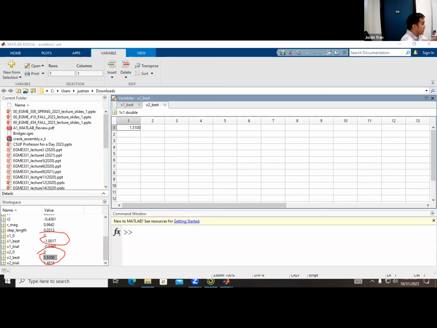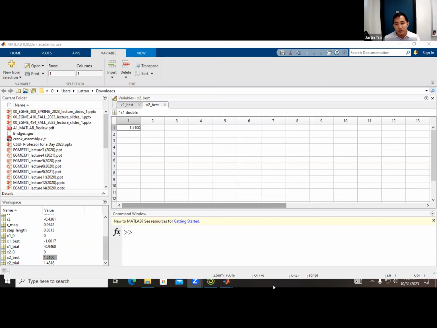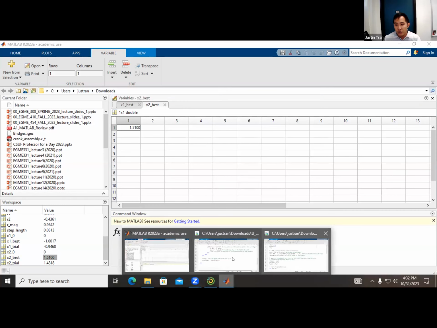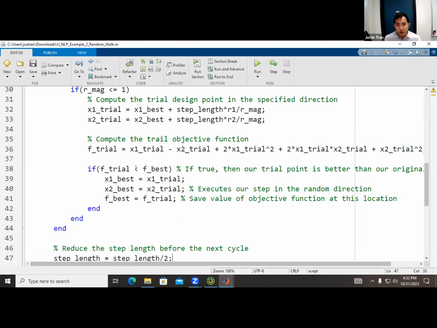Okay, any questions on this? Yes. Exactly, right. If the optimization problem was maximization, then you're instead looking for locations where the objective function is greater than at the previous point. So you would change this line right here. You change this to a greater than. Yeah, good observation.